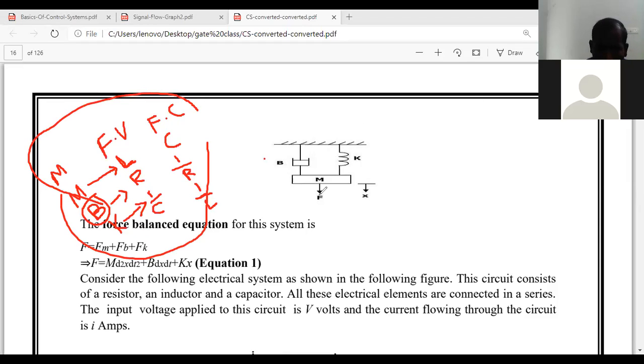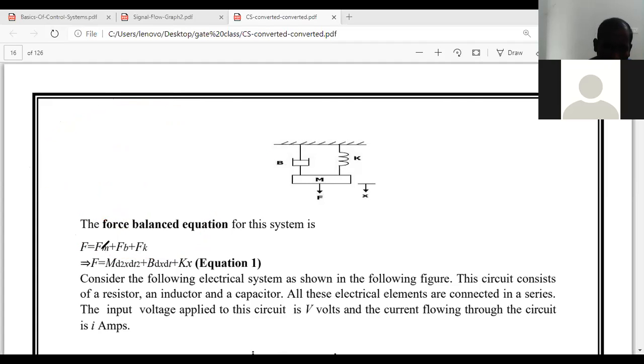Now for this system they have written the equation, the force balance equation: F is equal to Fm plus Fb plus Fk, right? And what are the elements connected to the mass element? How many elements are connected? Dashpot is connected, spring is connected, and force. So the three elements are connected.